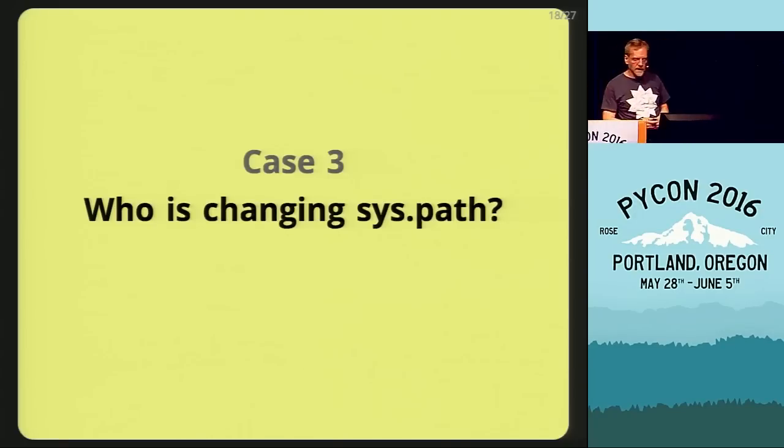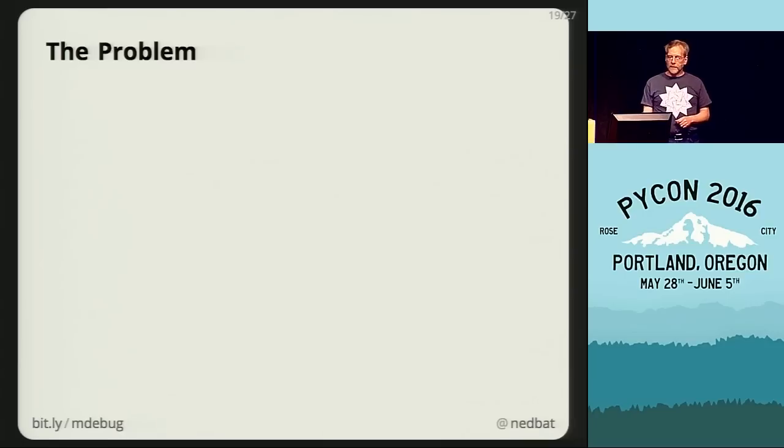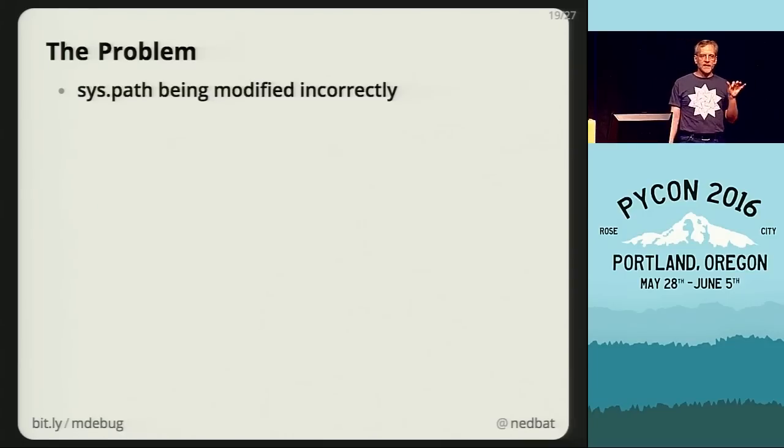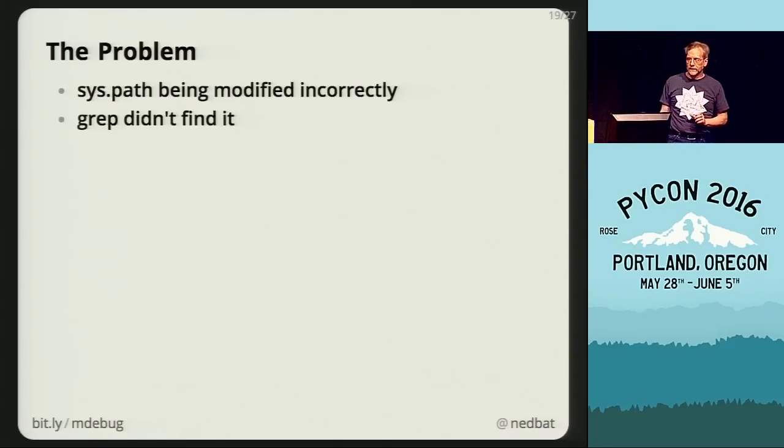Who is changing sys.path? The problem we had was that sys.path had an extra directory in it that we didn't expect. And in this case, it actually caused a problem because of some naming collisions, where when we tried to import a certain block.py, it was finding the wrong one, and we couldn't understand why that was. And again, grep couldn't find sys.path.